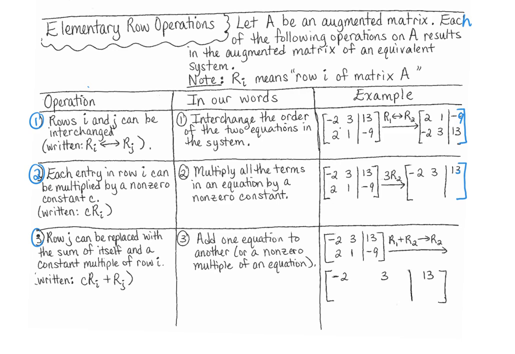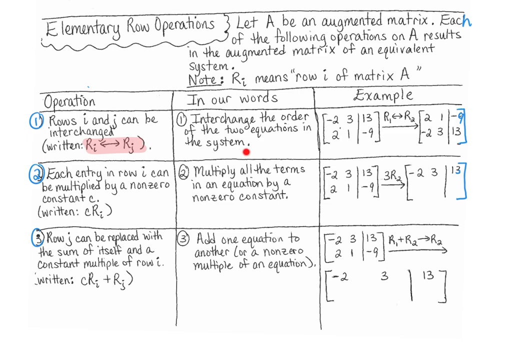You got it. Rows I and J can be interchanged. Whenever you say we can interchange rows I and J, we write Ri, and we write this line with the arrow on both sides, Rj. Mathematically, this means we interchange row I and row J. In other words, this means we swap the rows. It also means, in our words, we interchange the order of the 2 equations in the system.